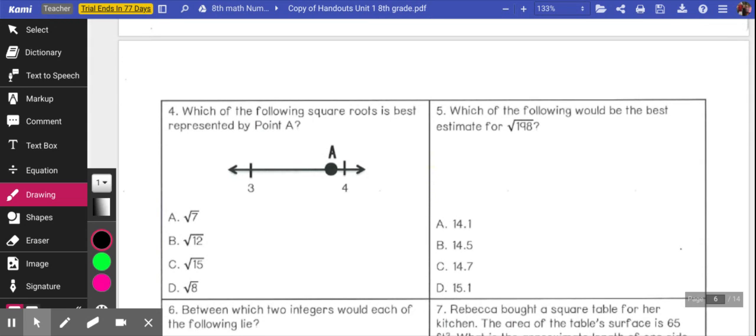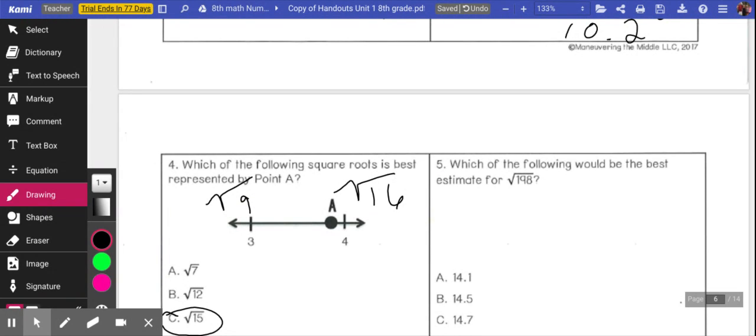So the way I do this is I know that 3 on a number line is also like the square root of 9. And I have to write this even now. And 4 is the square root of 16. So I see that A is closer to the square root of 16. So obviously I know the 7 is out, the 8's out, and then you have to think, would it be 12 or 15? Well, it's pretty close to the 16, so the square root of 15 makes more sense.